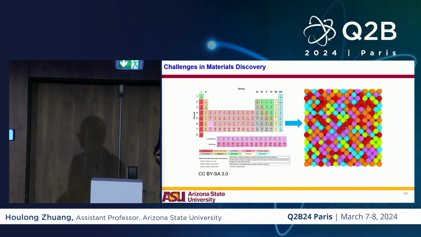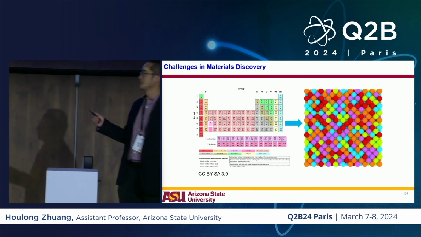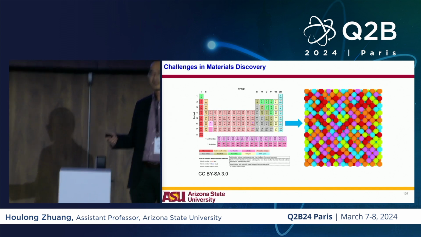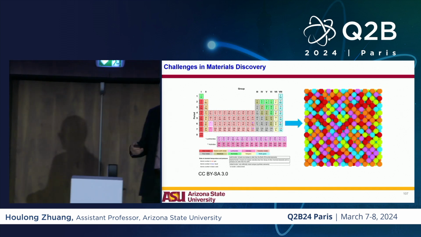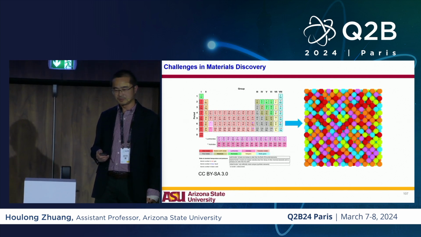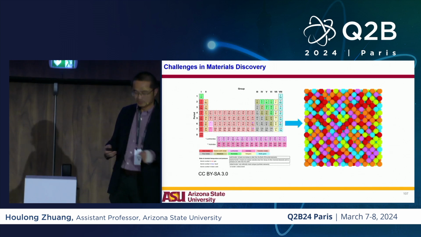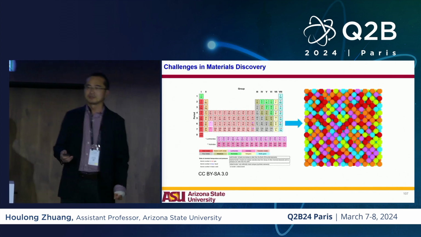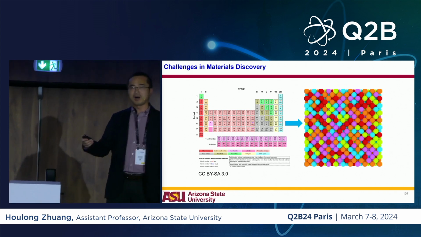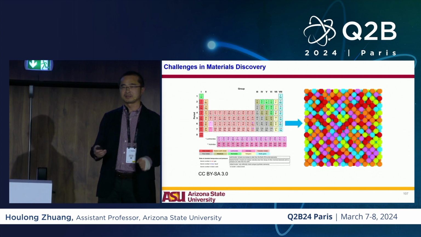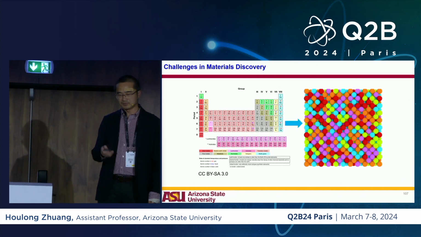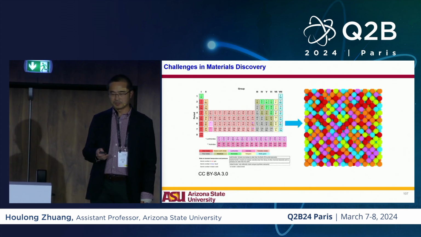And what are the challenges of this material discovery? We know there are over 100 elements in the periodic table, and we haven't considered their ratios yet. If we consider the combinations of those elements and their possible molar ratios, it will form a very, very large so-called compositional space. So how can we identify the optimal combination of elements and determine their molar ratios from this large compositional space to identify potentially useful materials?